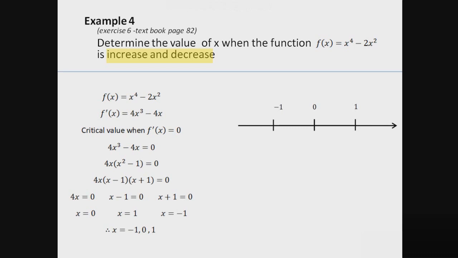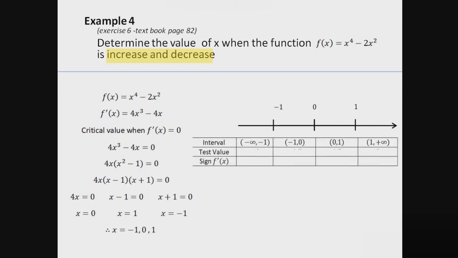Since we have three critical points, we need to partition it into four different open intervals: negative infinity up to negative 1, negative 1 up to 0, 0 up to 1, and 1 up to positive infinity. In each open interval, we choose any test value to substitute into f prime x to get the sign of the value.